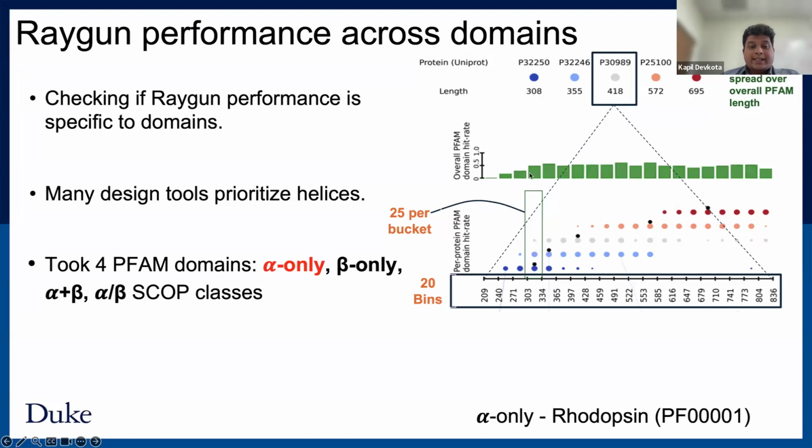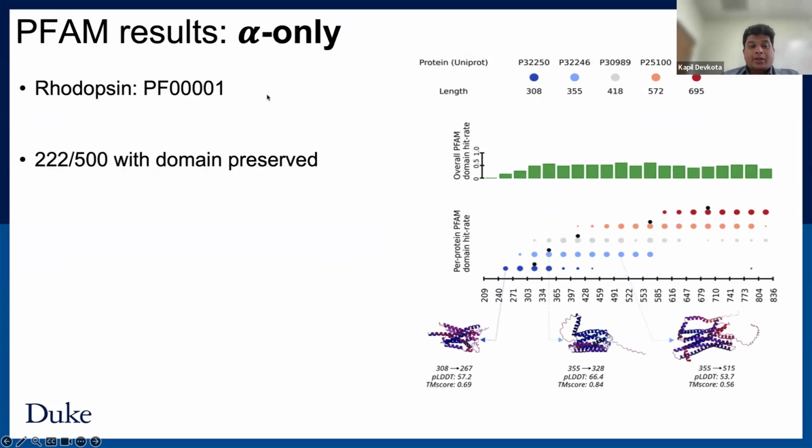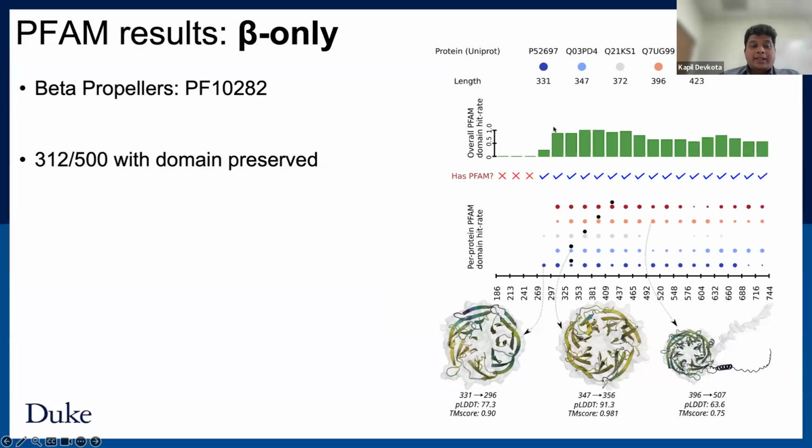We also computed statistics per bin, and finally, we showed some of the examples. For the alpha only domain, we found that 222 out of 500 domains were preserved. For beta only, there seems to be a certain threshold beyond which, if you reduce the length, it does not work. The PFAM domain is not preserved. But beyond that threshold, it actually has a wide range. Like for this protein, it has pretty high shrinking and stretching capabilities.